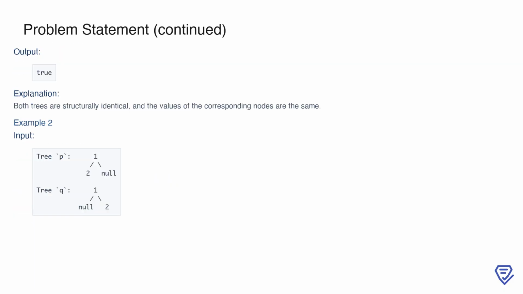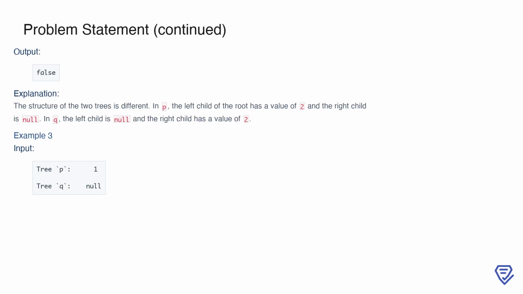Let's first look at an example where the two trees are the same. Here, tree P and tree Q both have the same structure and the same values at every corresponding node. The root node has a value of 1, and it has two children. The left child has a value of 2, and the right child has a value of 3. Since both the structure and the values of the nodes match perfectly between the two trees, the function would return true as the output.